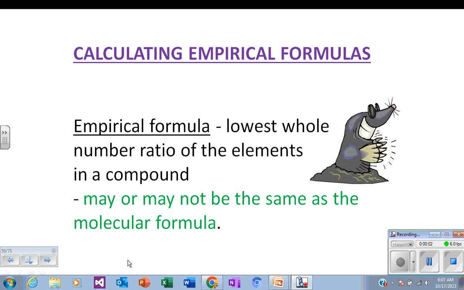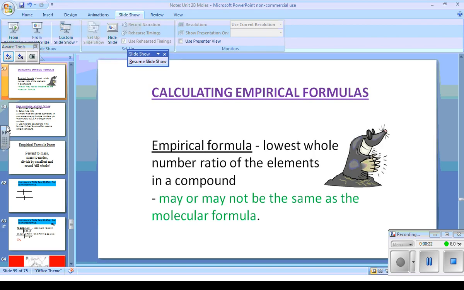All right, let's talk about calculating empirical and molecular formulas. Now, when we are dealing with empirical formulas, we first have to just understand the definition of them. An empirical formula is the lowest whole number ratio of the elements in a compound.